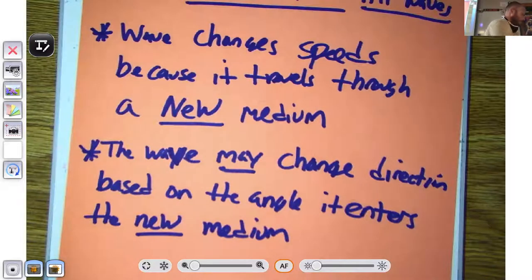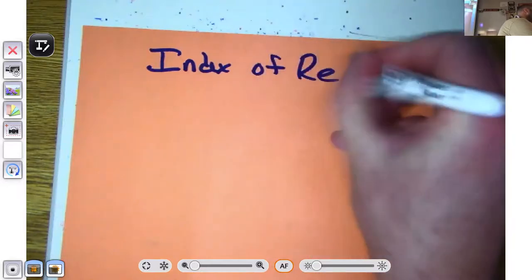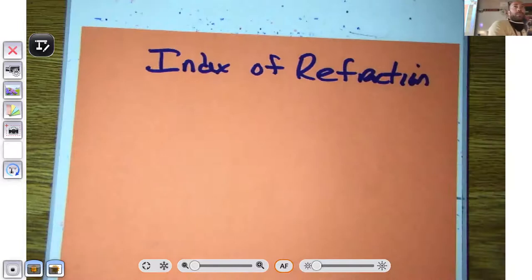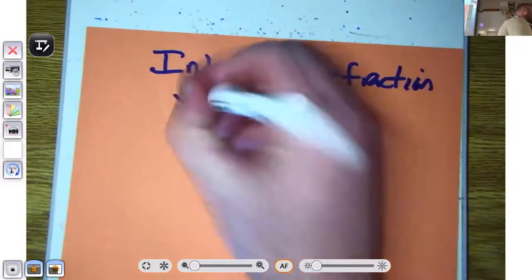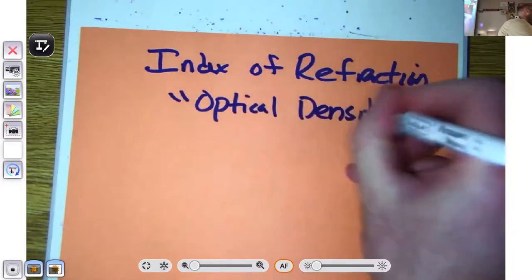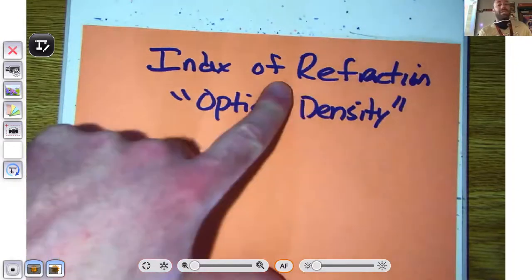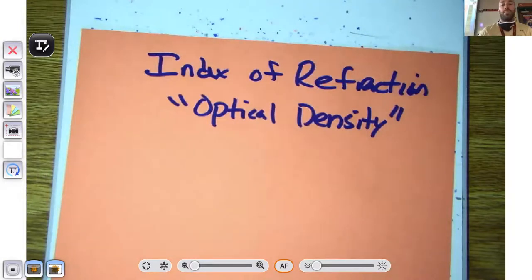The next thing that we need to talk about is the index of refraction. Another word for this, a synonym, is the optical density. It's basically saying how dense your transparent material is. So as your light wave is traveling through this material, the speed at which it slows down is going to be dependent on your optical density.